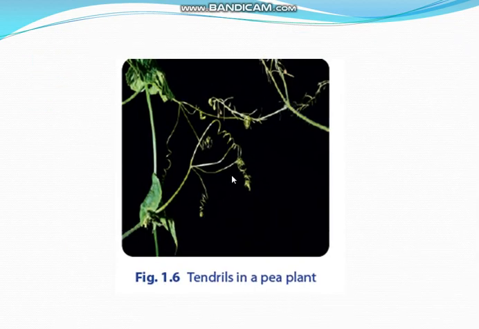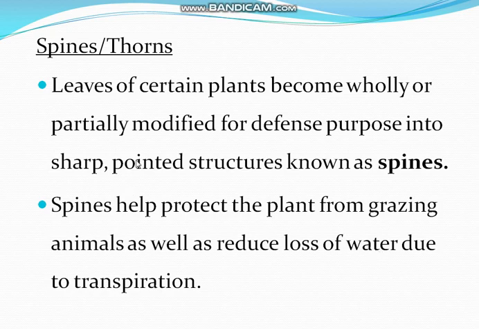These are the leaf parts that are modified into tendrils, and examples. And this is one example, the tendrils in pea plant. Tendrils in pea plant example is here, you can see the tendrils. And the spines and thorns, leaves modified into spines and thorns.